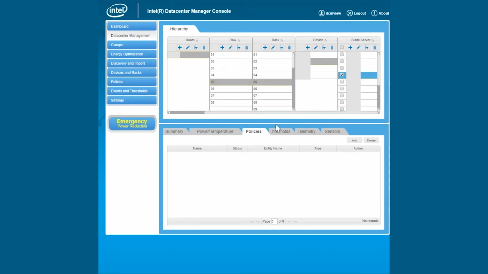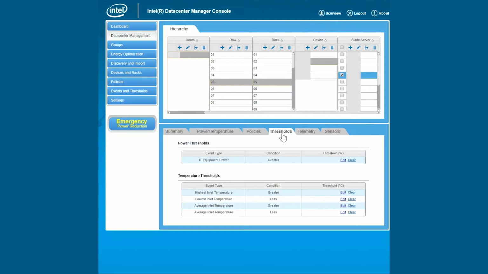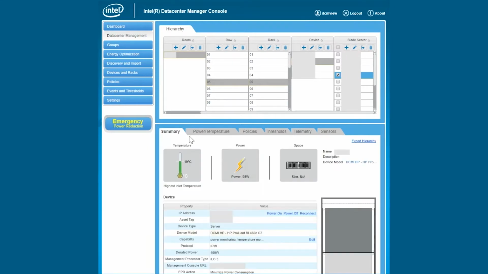But here is where you write the policies for the rack. You can create thresholds for every point of data that we're collecting, so for every server. With this threshold, Intel DCM will be able to shoot out an alert if the power goes above a certain value or the temperature goes above or below a certain value. So that was the most granular point of data that we're collecting. Now let's try and go upstream in the hierarchy and understand how we aggregate this data to something useful.